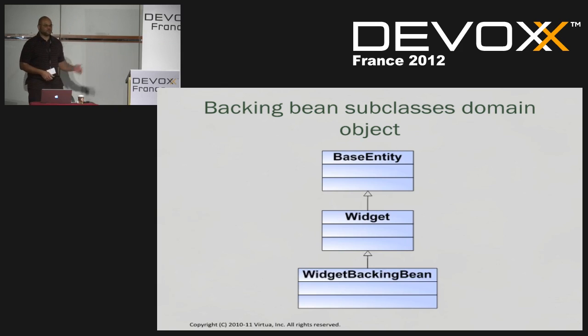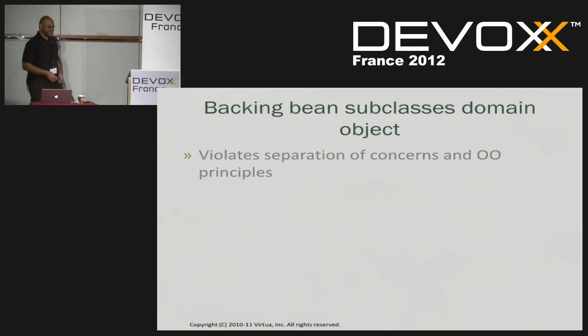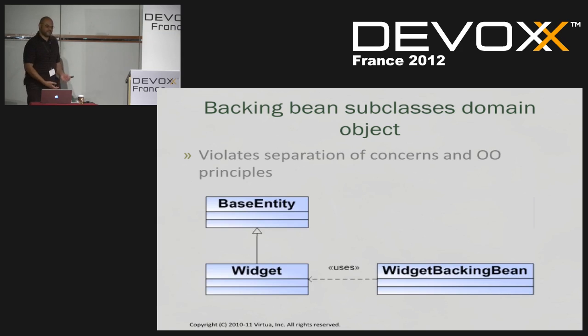How many people have seen this before? I'm just curious. Ah, that's kind of cool. So I've definitely seen this one before. Of course this violates separation of concerns and basic OO principles, because we have a backing bean which is also a domain object but shouldn't be. So really you should have something more like this, where a widget backing bean just uses the widget, and the widget subclass is the domain object, okay?